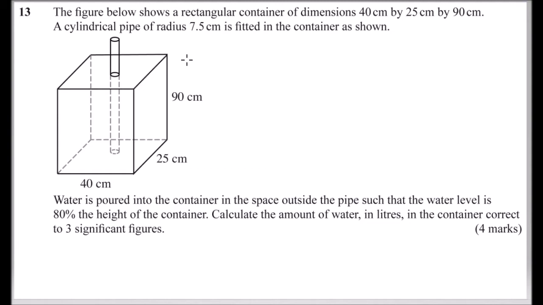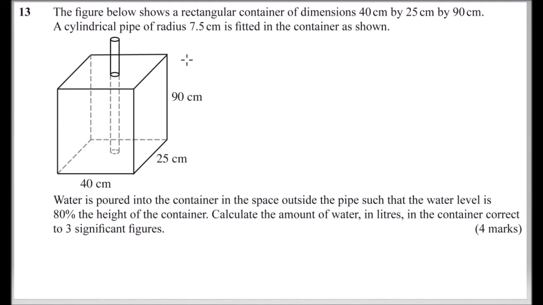We have the pipe. Water is poured into the container in the space outside the pipe such that the water level is 80% of the height of the container. Calculate the amount of water in liters in the container correct to three significant figures.